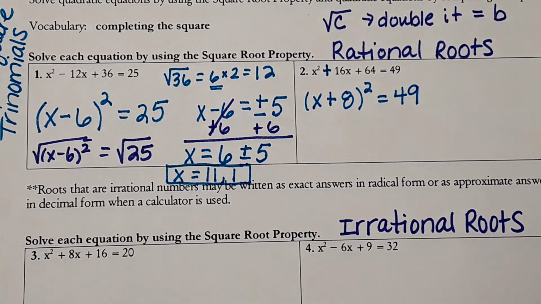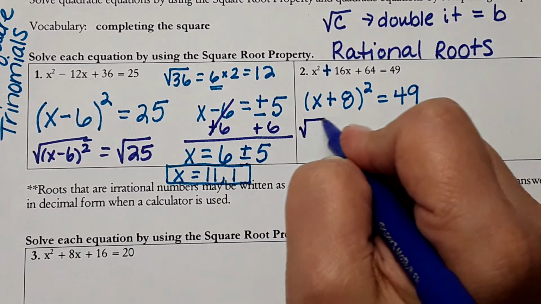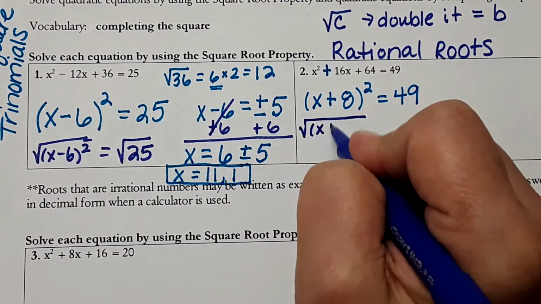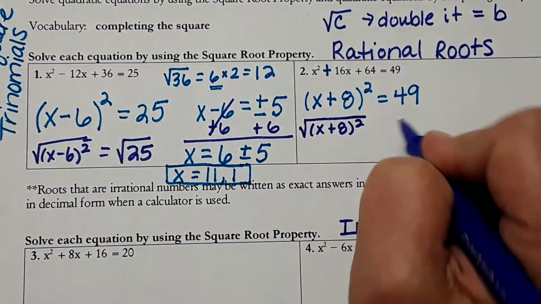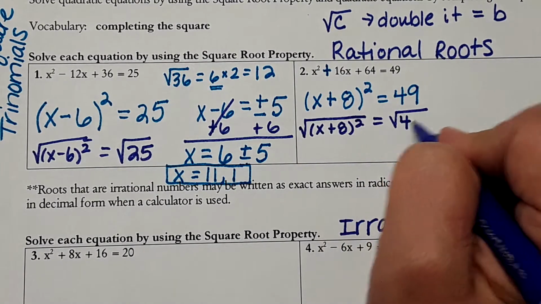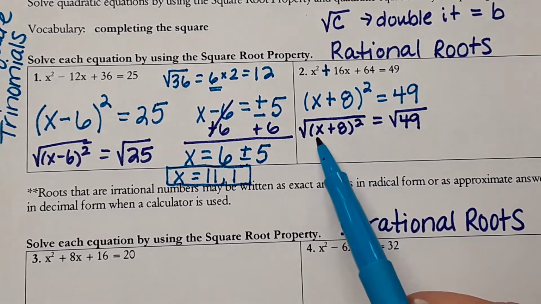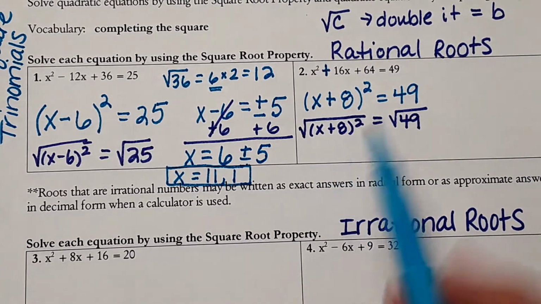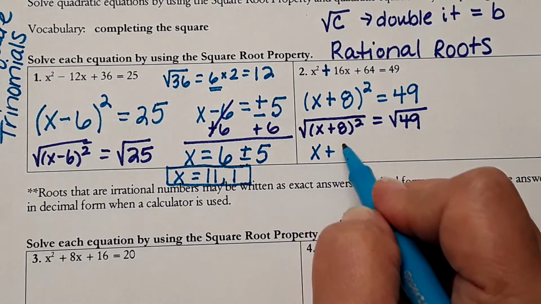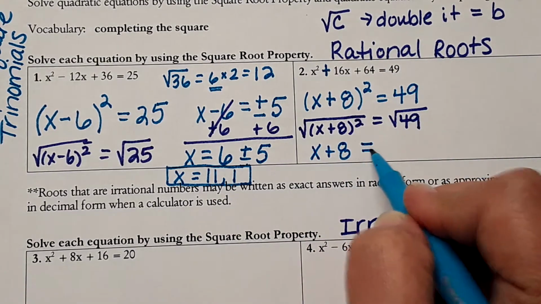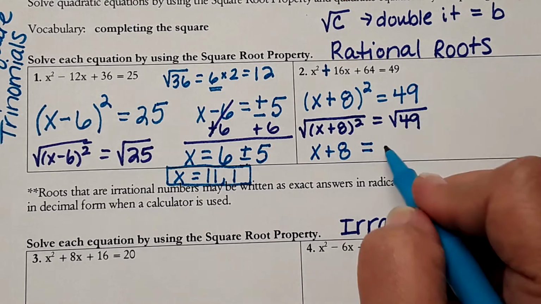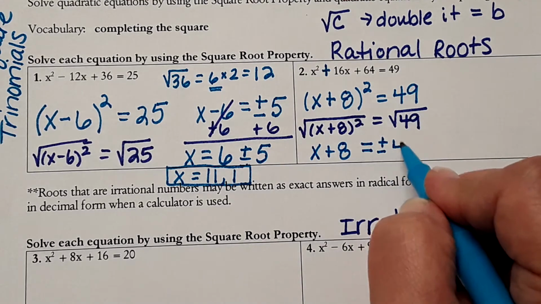Now, we're going to take the square root of both sides. You don't have to rewrite the problem. You could have just put the square root over both sides. Because it's in notes, I just want to make sure you know step 1, step 2. The square root of x plus 8 squared is x plus 8, equals the square root of 49, which becomes plus or minus 49.